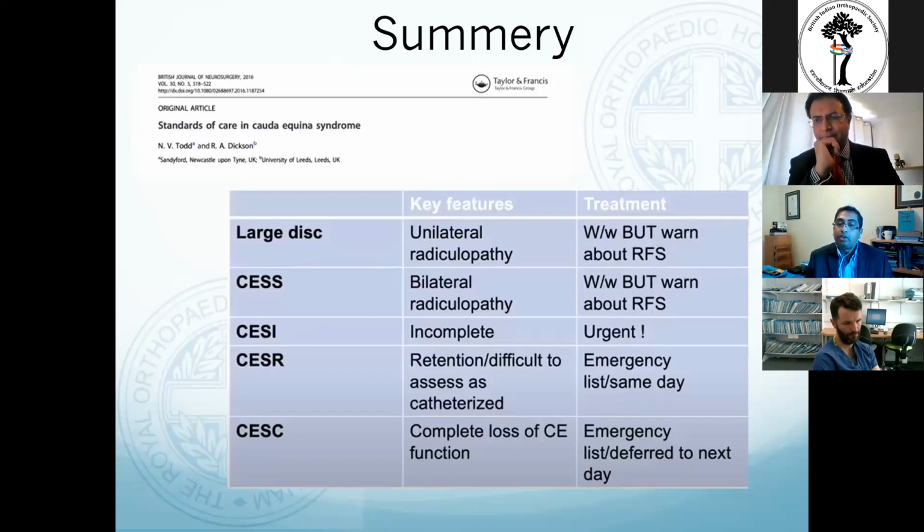CES, the patient went to retention. So in those patients, we should operate on the same day in the emergency list. But unfortunately, CES where the patient has lost all function, again, depends on the duration of the symptoms. The most important thing is the duration of symptom onset. They should be operated on the same day or the next morning.